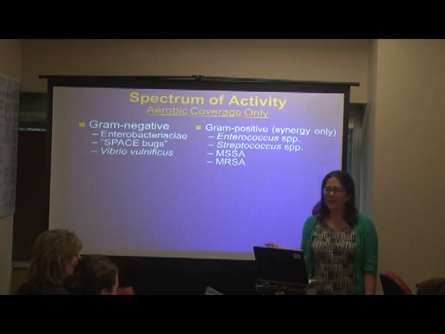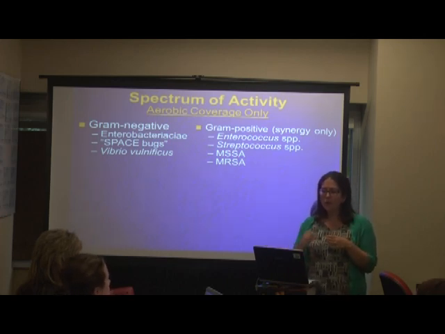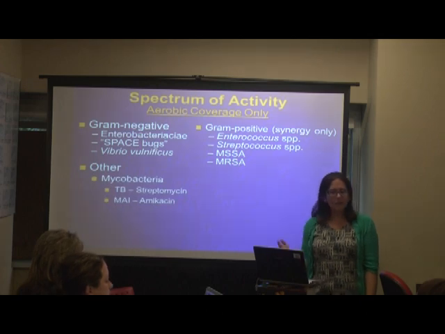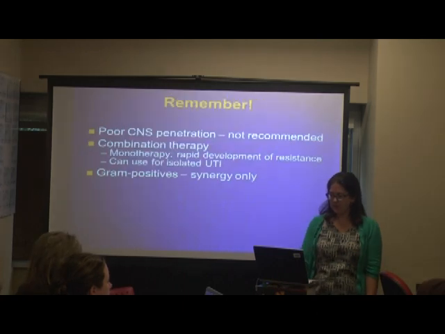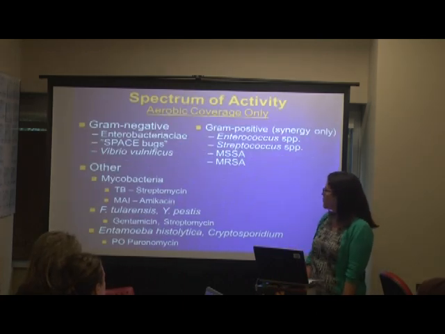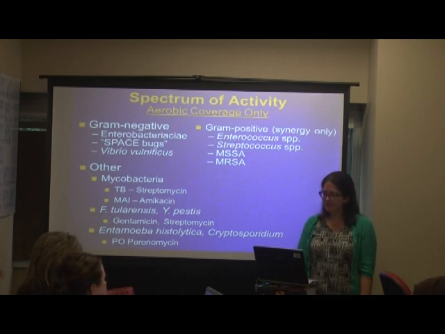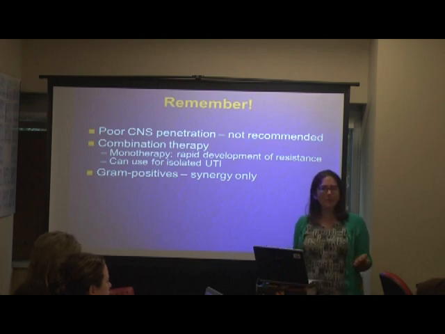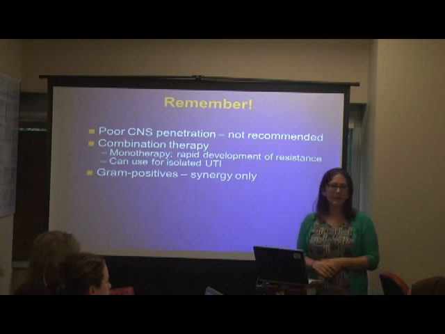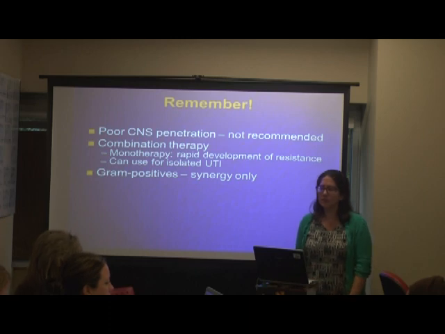So an easy way to think of it, and what I tell the medical residents, is you need a cell wall active agent to punch a hole into your bacteria, and that allows your aminoglycoside to get in and have an effect. There are some other infections that it covers: tuberculosis, mycobacteria infections, and a few other random ones. Some pearls to remember with aminoglycosides is they have poor CNS penetration, so they're not recommended for CNS infections.